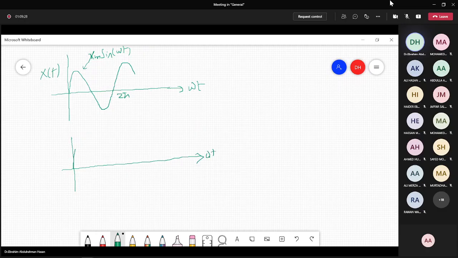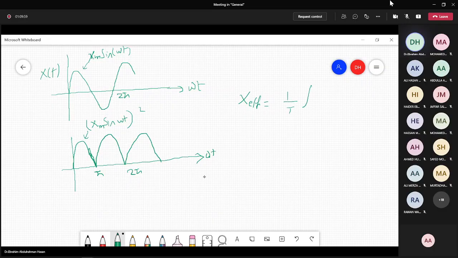So if you square it down here, you will get square, square, square. This is 2 pi, this is pi. This one will be equal to xm sine omega t all squared. So now we square this one. Then the effective value x effective, in general, is equal to the square root of 1 over T integration from 0 to T of x squared t dt.